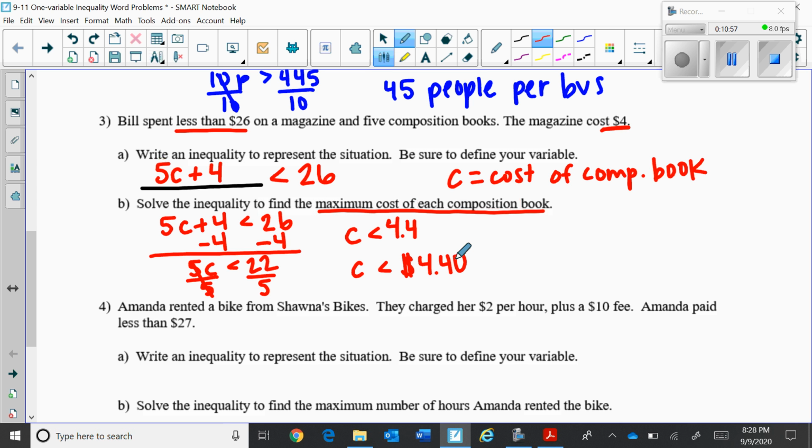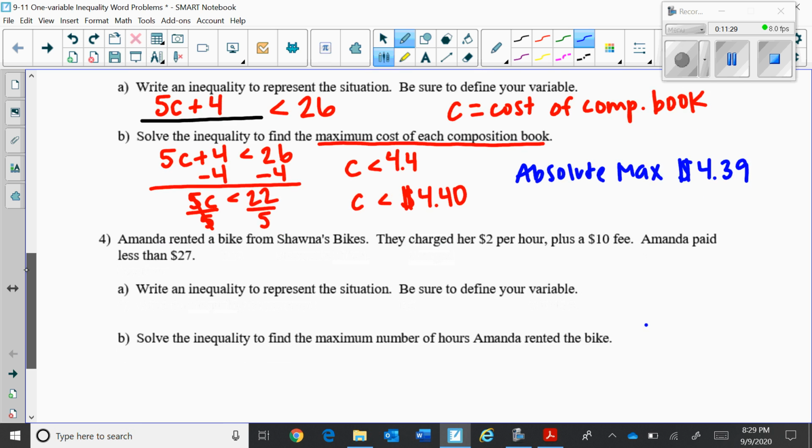All right, so that would be the absolute maximum. It's going to be less than that. Really, if you want to be super technical, the absolute max would be $4.39, because we aren't going to be equal to 40 cents, right? We don't have less than or equal to, we have less than. So that absolute max would be $4.39.